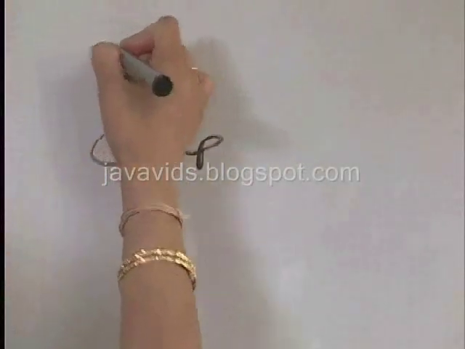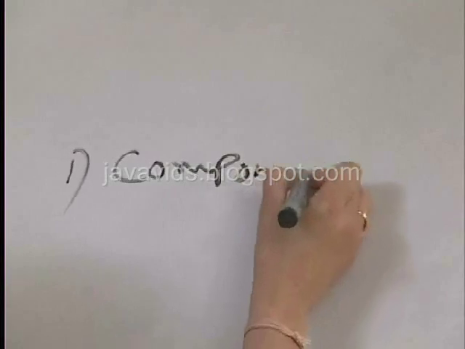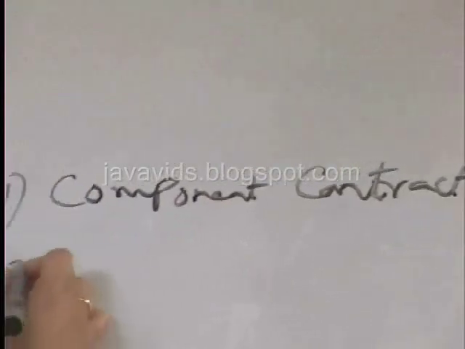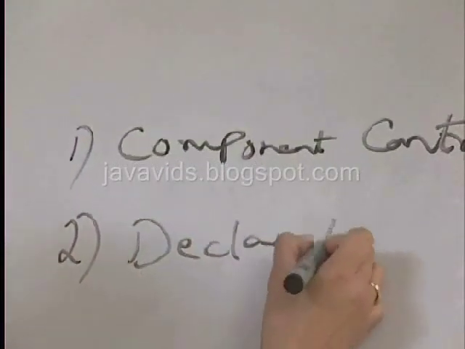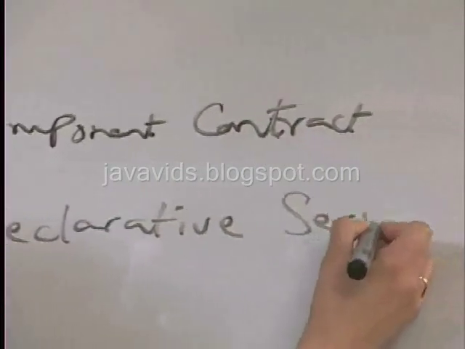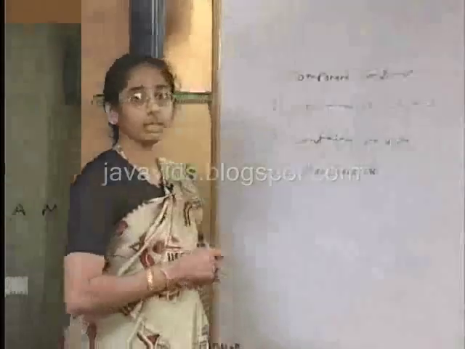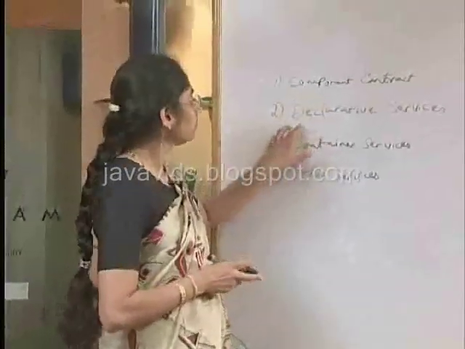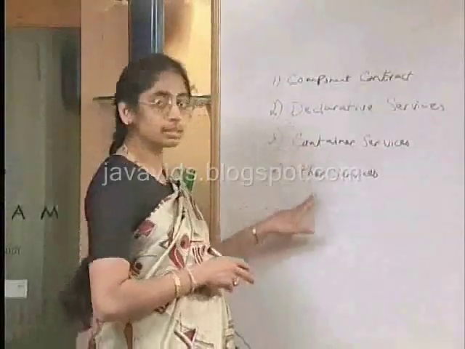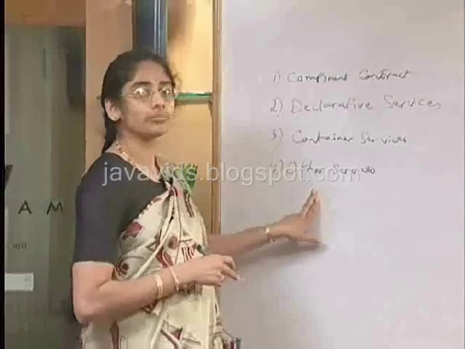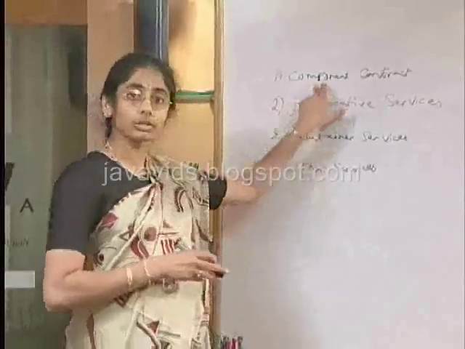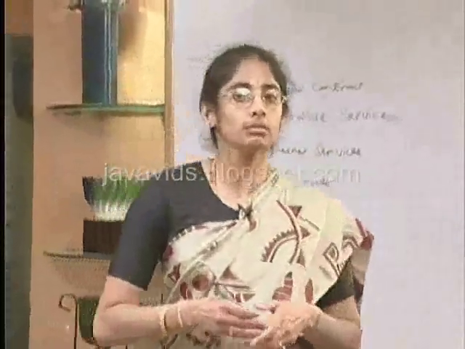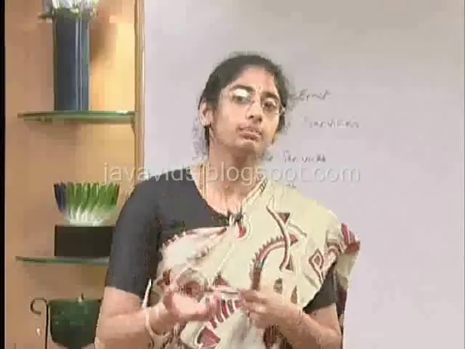The container architecture for J2EE consists of component contract, declarative services, container services, and other services. Now, what do I mean by component contract? It means that when I write a component, the component should adhere to certain rules such that the component can be handled by the container.